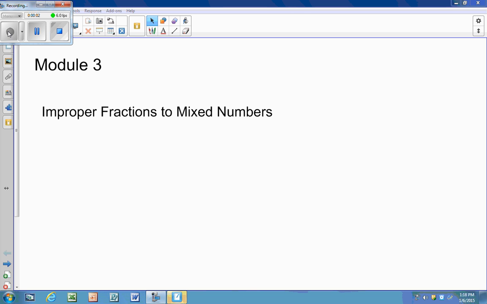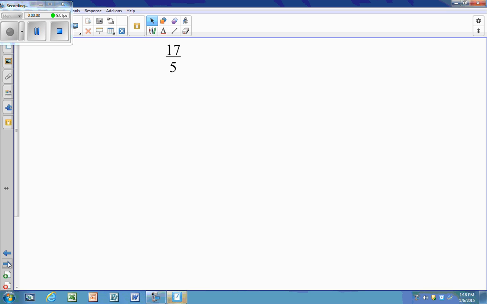This is Module 3, Lesson 3, turning improper fractions into mixed numbers. So the first thing is, what is an improper fraction? An improper fraction is a number where the numerator, this is our reminder that our numerator is up on top, is larger than our denominator, which is down below. So that numerator has to be a bigger number in order for it to be an improper fraction.